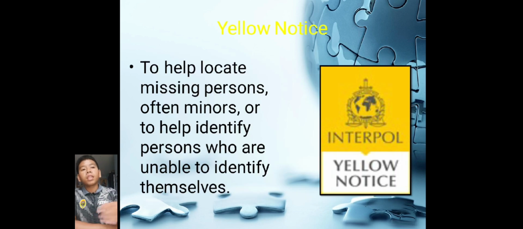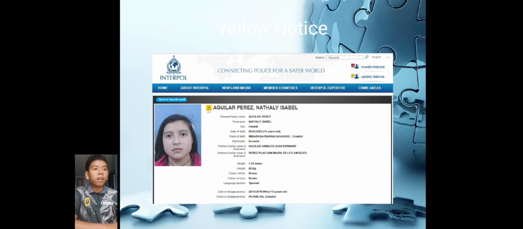And the yellow notice helps locate missing persons, often minors, or helps identify persons who are unable to identify themselves. This is an example of a yellow notice where Aguilar Perez Natalie is missing, and this is the full identification. His name is Aguilar Perez, first name is Natalie Isabel, and this is his full information if he was lost or forgets himself.